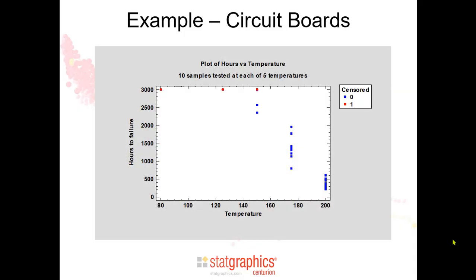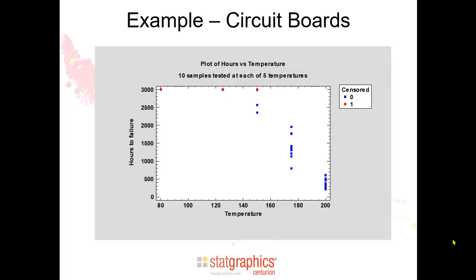This is the data that I'd like to model. It consists of failure times of 50 circuit boards. 10 boards were tested at 80 degrees. That's the normal operating temperature. 10 were tested at 125 degrees. Another 10 at 150 degrees, 10 more at 175, and 10 more at 200 degrees.